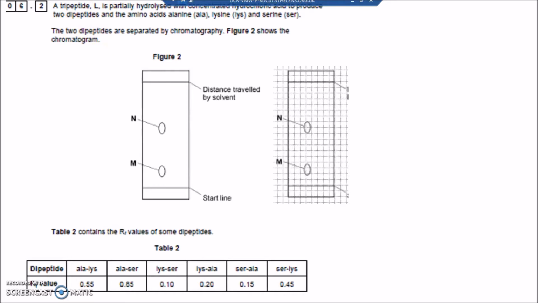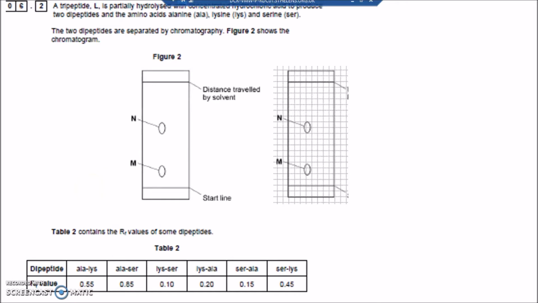So one of the 3 is broken off. And the amino acids alanine, lysine and serine are the 3 amino acids in the tripeptide. So the dipeptides, the 2 amino acids that are left behind after the hydrolysis, could be any of these: ala-lys, ala-ser, lys-ser, lys-ala, ser-ala and ser-lys, and we've got to determine which ones they are.